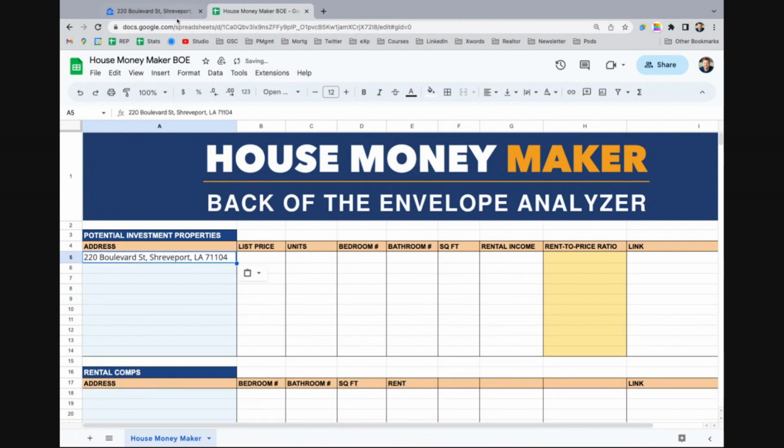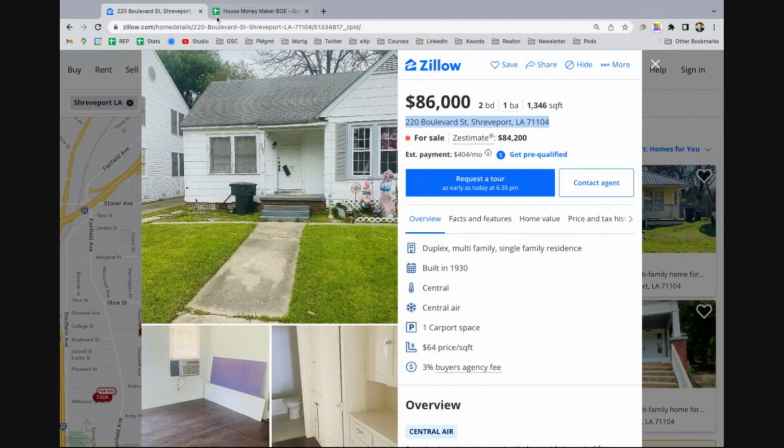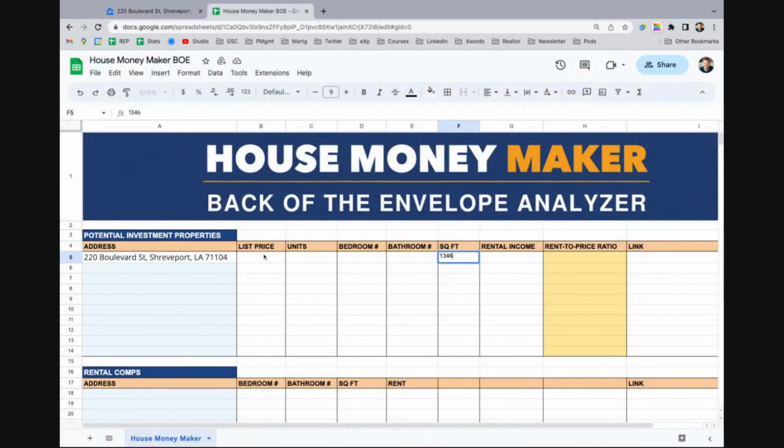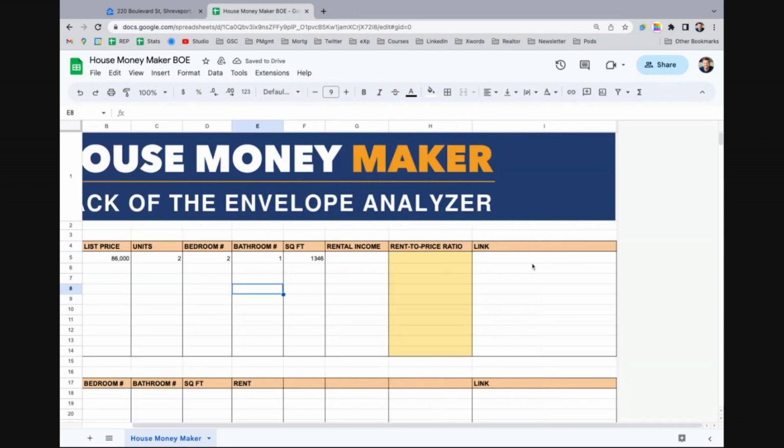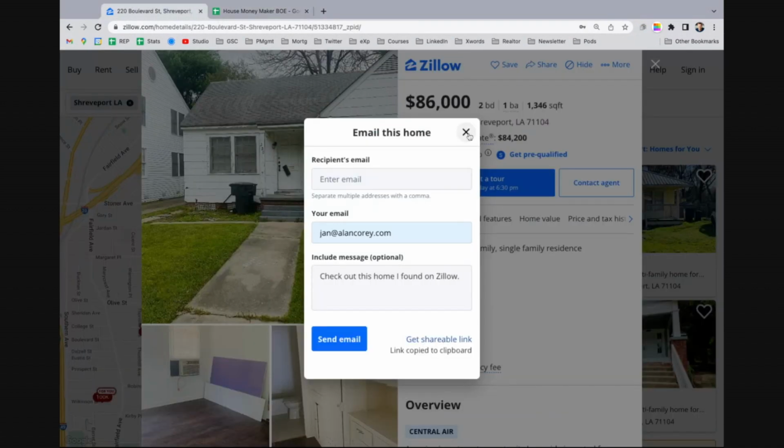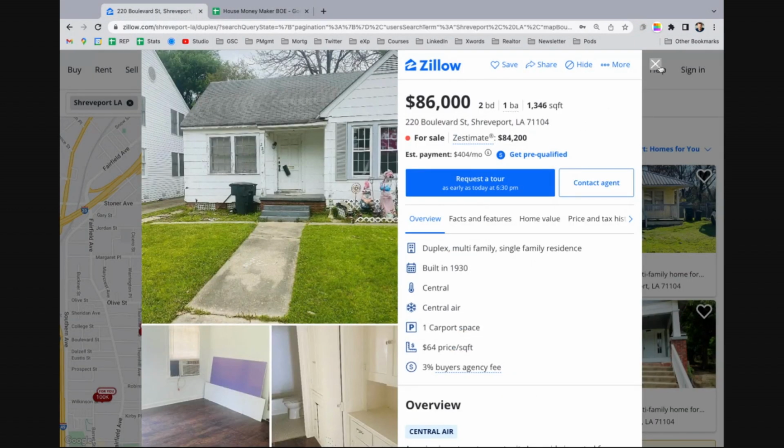This is the address here, and it's 1346 square feet. And the list price, 86. It's 2 units, and it looks like each unit is 2 bedroom, 1 bath. Okay. I could put a link here, maybe some notes. All right, now let's go back to the other multifamilies here, just so we're comparing them.